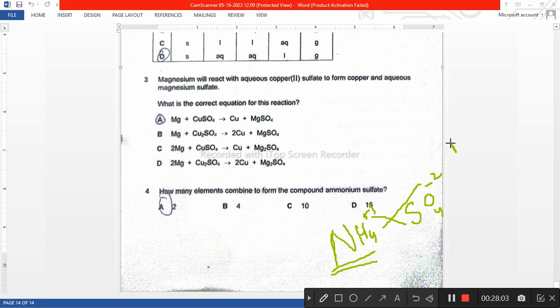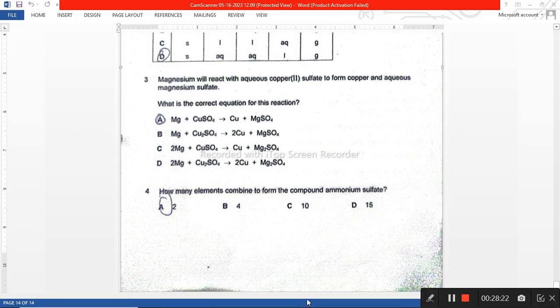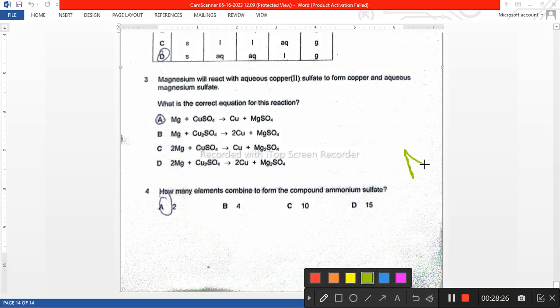So NH4, we have to open the brackets because the 2 is for the whole ammonium. If we do not open the brackets, the 2 will be here next to H, which means it is only for H. But that 2 is not only for H, it is for the whole ammonium. So NH4 whole twice, and SO4. This is ammonium sulfate.